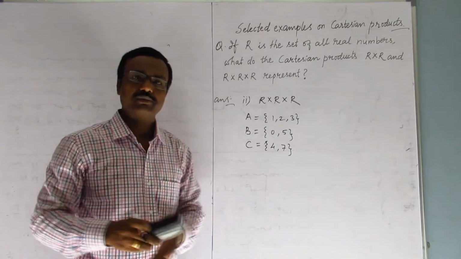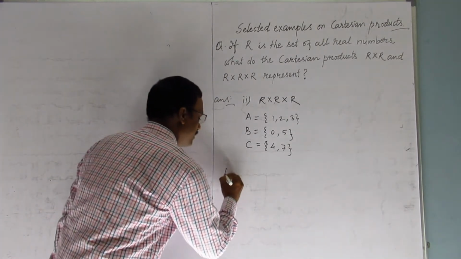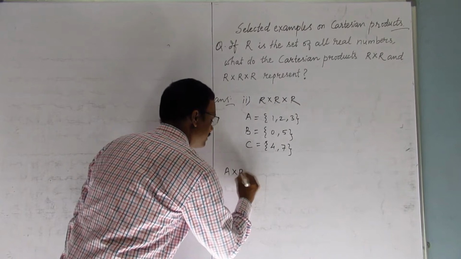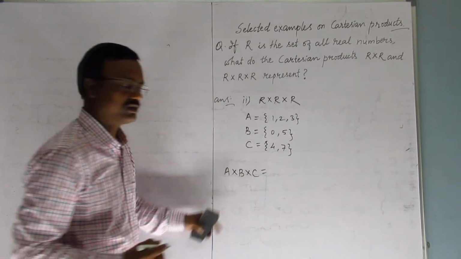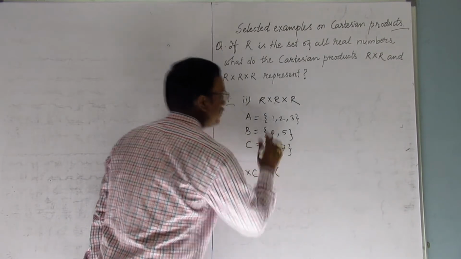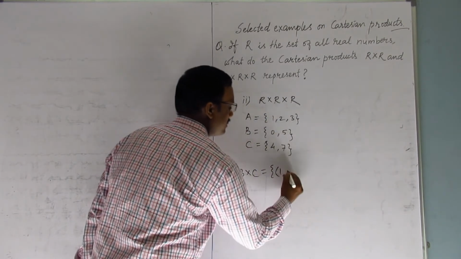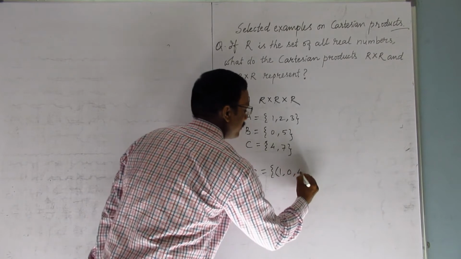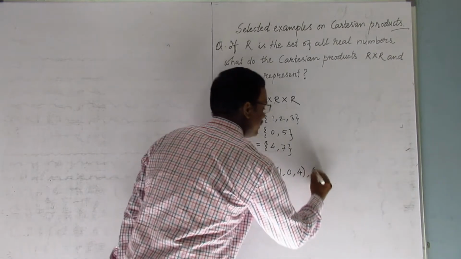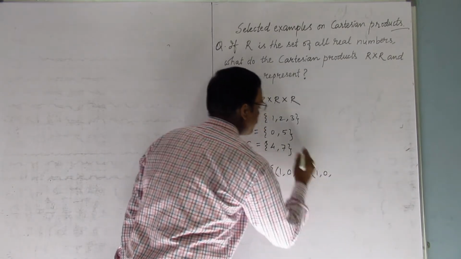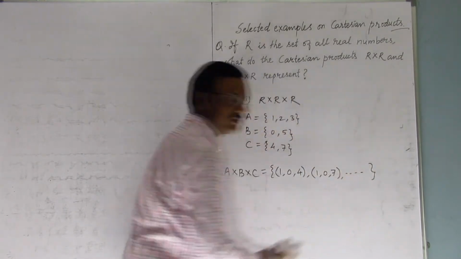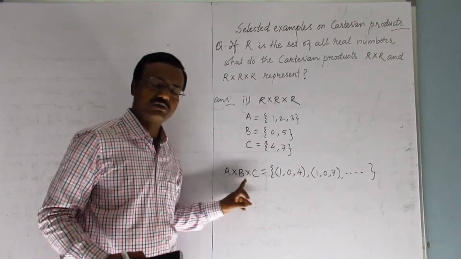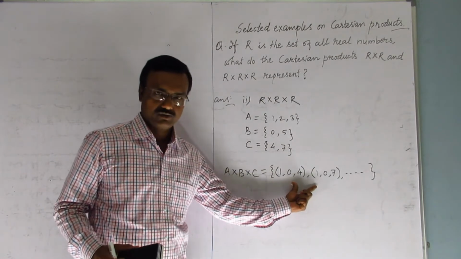As we have seen previously, how is the Cartesian product A cross B cross C? A cross B cross C will be like this: 1, then 0, and then 4. Then that will be 1, 0, 7, and so on. So this is the kind of A cross B cross C. These are the kind of elements over there.